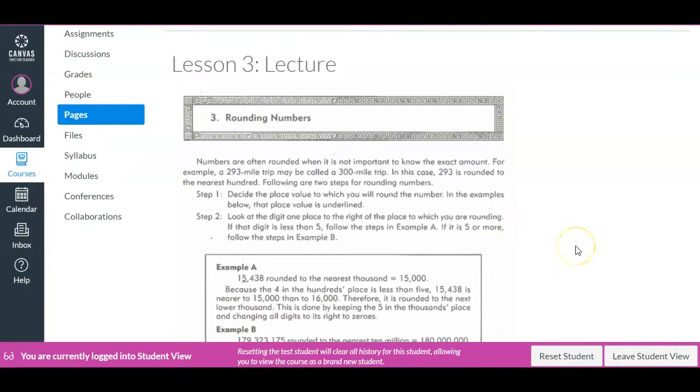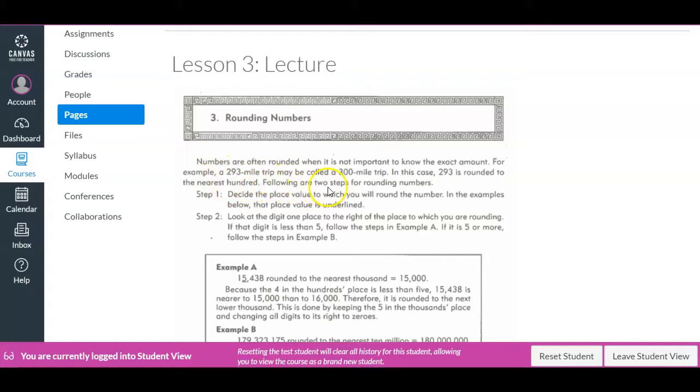Numbers are often rounded when it is not important to know the exact amount. So we have an exact or a precise number, and then we have an estimate or an approximate. For example, a 293-mile trip may be called a 300-mile trip. In this case, 293 is rounded to the nearest hundred.